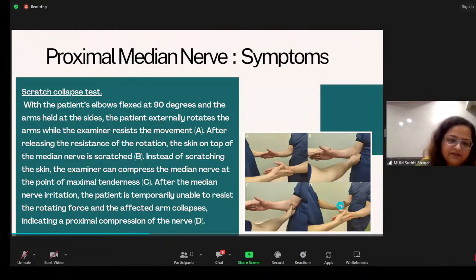So this is how it is mentioned in the literature, but I have not done this scratch collapse test on a patient at any time. But it was mentioned, so it is my duty to tell you here, so we can try it next time the patient comes.